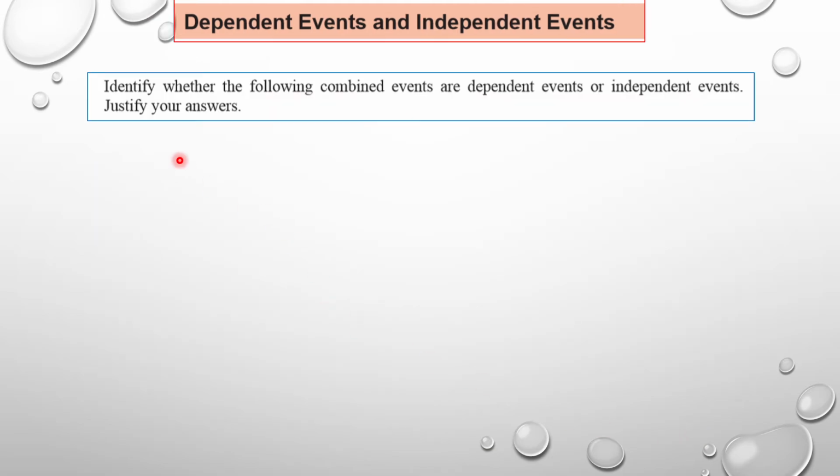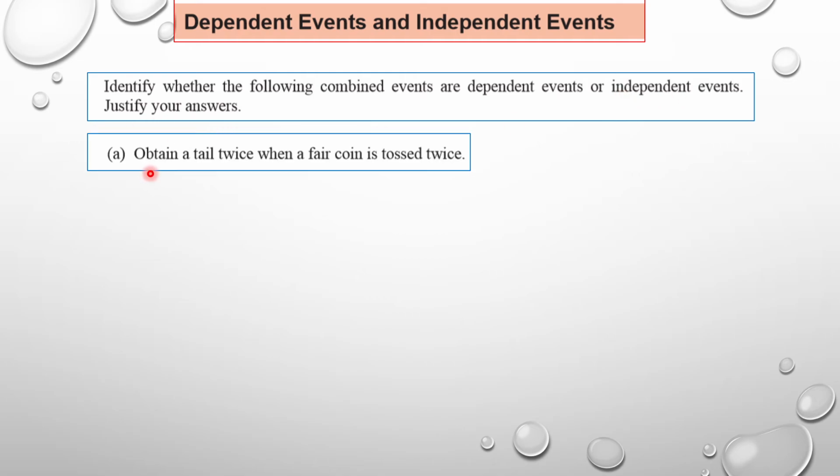Okay, let's see more examples on this. Dependent and independent events. Identify whether the following combined events are dependent events or independent events. Justify your answer. Obtain a tail twice when a fair coin is tossed twice. Okay, so any guesses?